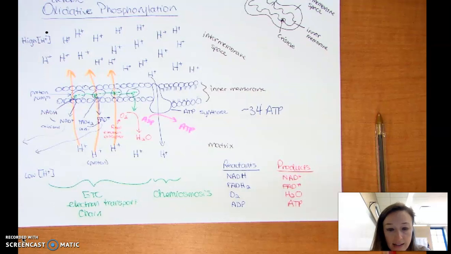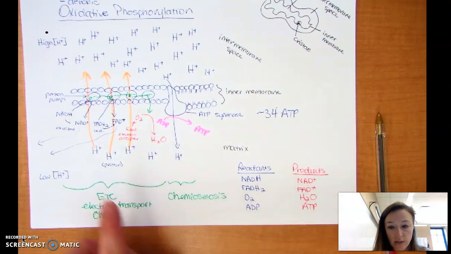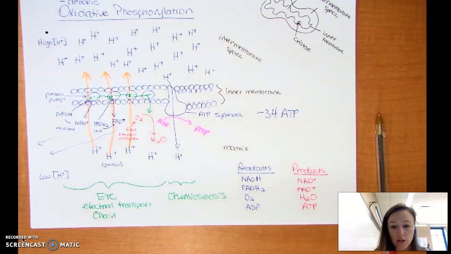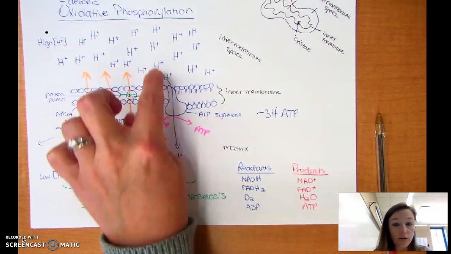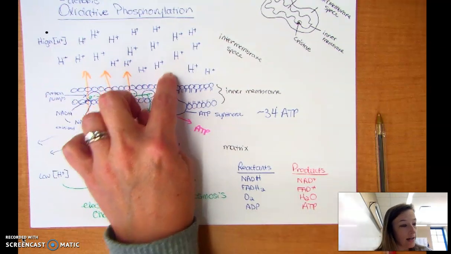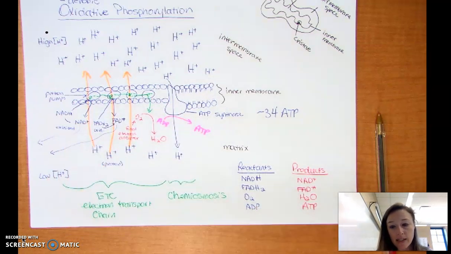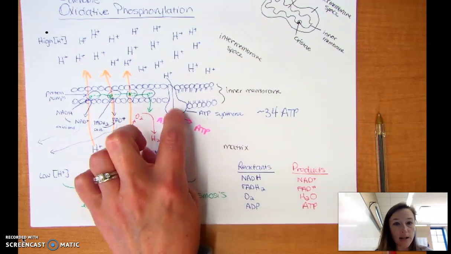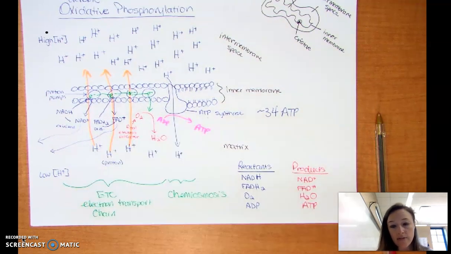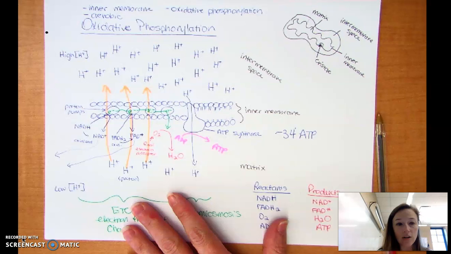So I can list the reactants, I can list the products, I can explain how the electron transport chain uses redox reactions to create a hydrogen ion or proton gradient. We talked all about that. I can explain how chemiosmosis uses that hydrogen ion or proton gradient to produce ATP. We talked about that. And I can explain the role of ATP synthase, which is this enzyme right here, in oxidative phosphorylation. So that is all of the I can statements.